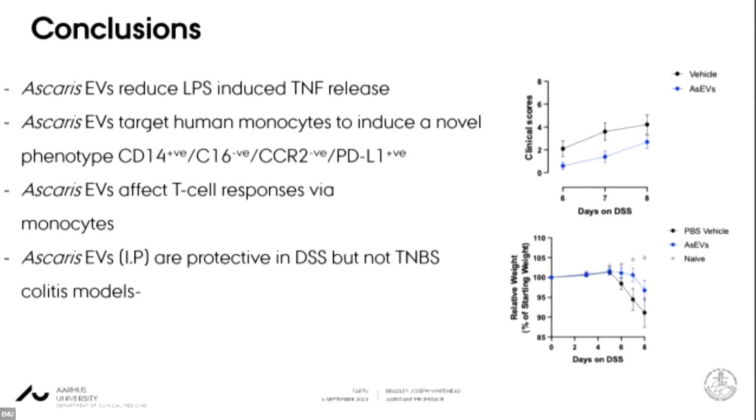This is very, very recent. We've not done the histology yet, but this is a colitis study in mice. And we can see that it points towards that the Ascaris EVs, when administered IP, are protective in this colitis model of DSS. Interestingly, they were not protective in TNBS. So we need to dig a bit more down into the immunology to try and see why that is. But it's very promising to date.